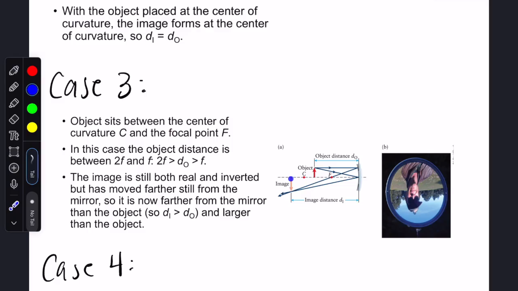So the image looks like it's farther, or looks like it's behind us, really. Right? Like as far as distance goes. And it's inverted again. And it's also real. So it looks like it's on the real side of the mirror. Right? So the image is real, the image is inverted, and it has moved farther away from the mirror.